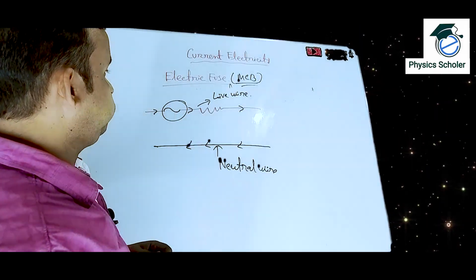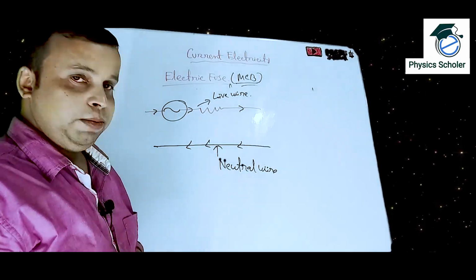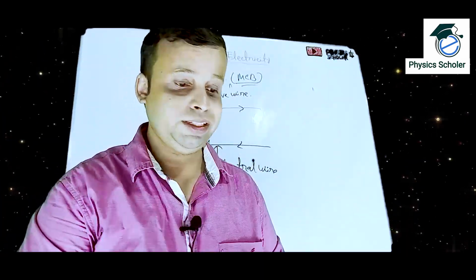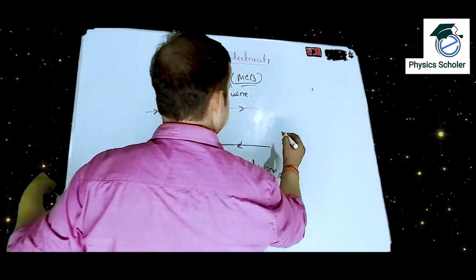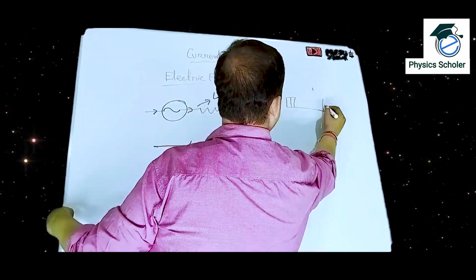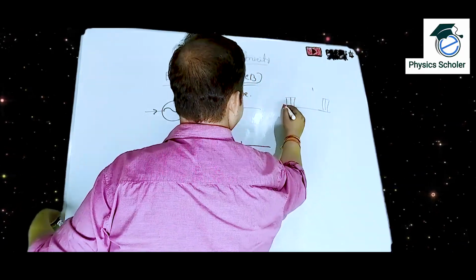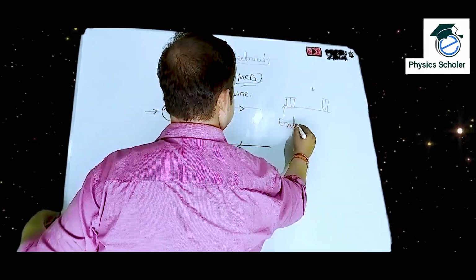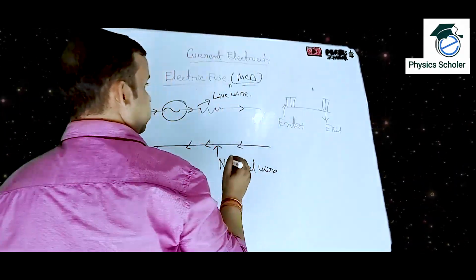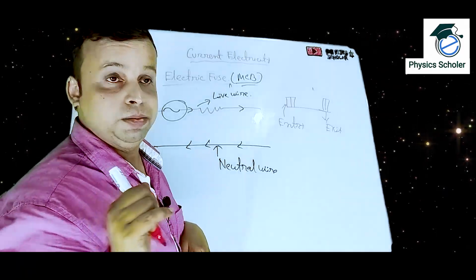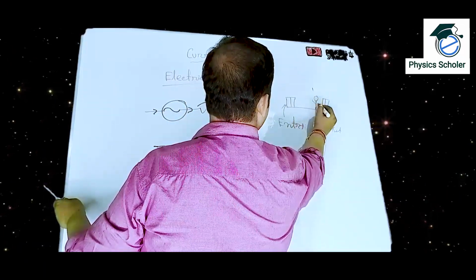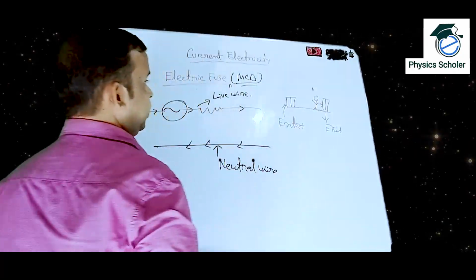Why is the fuse always connected with the live wire? I am giving one example. Suppose there is a house with a security check. This is one gate and this is another gate. This is the entry gate and this is the exit gate. One security person is available. Suppose the security person is at the exit gate.